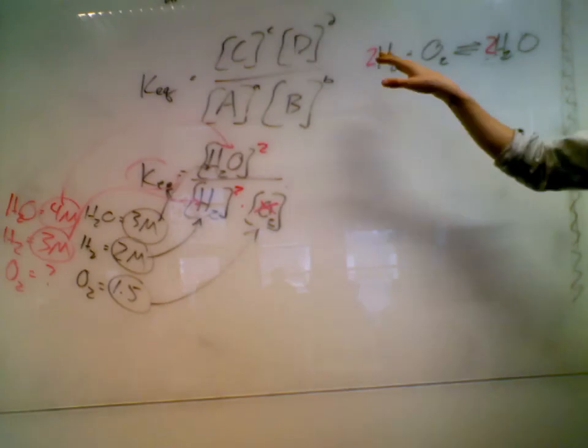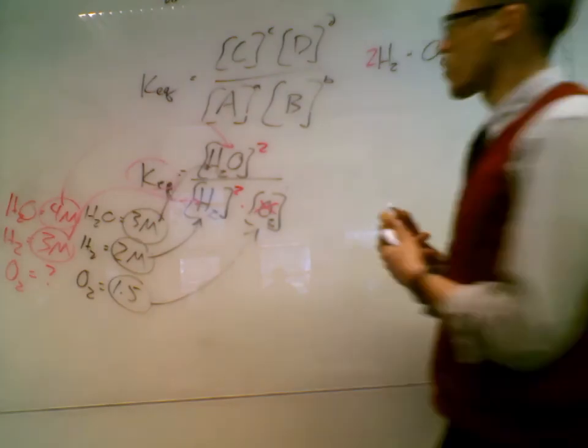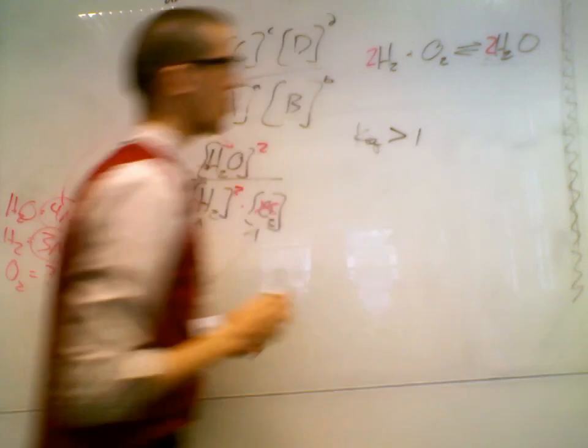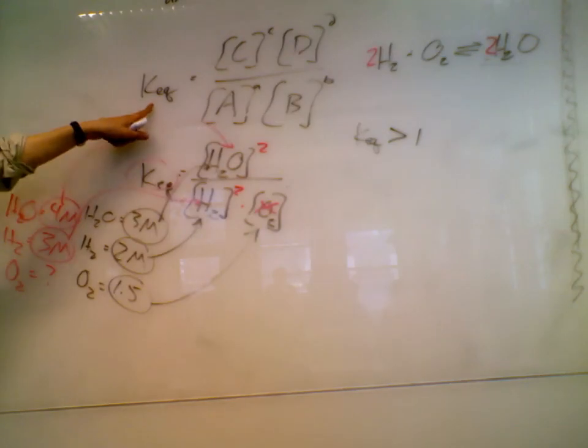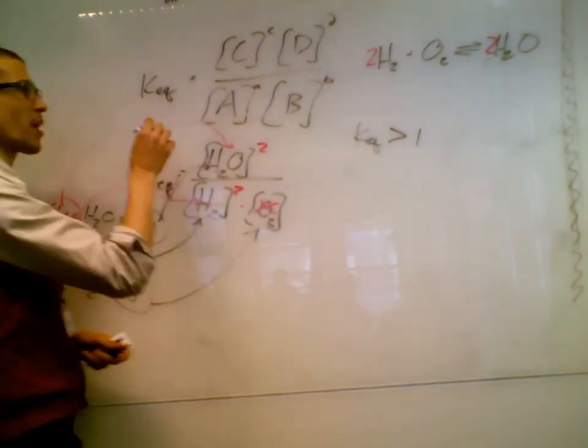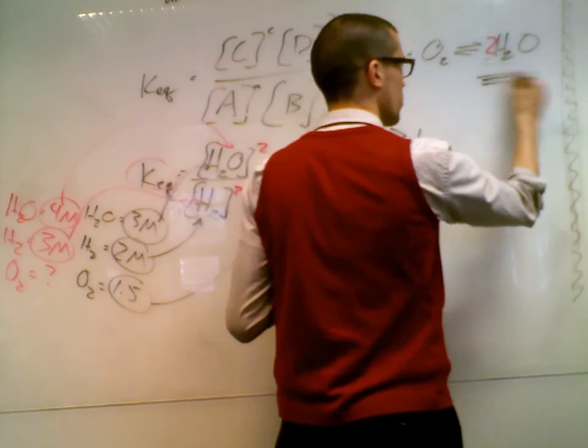Now, what happens if KEQ is greater than 1? This equilibrium constant, what does that mean in our little reaction here? If this is greater than 1, then that means there's more products. That means there's more of these things over here.